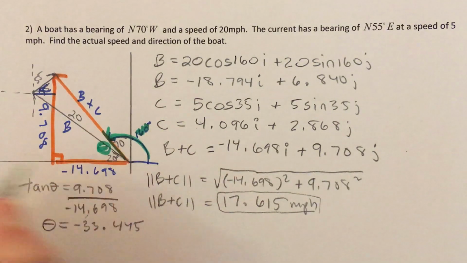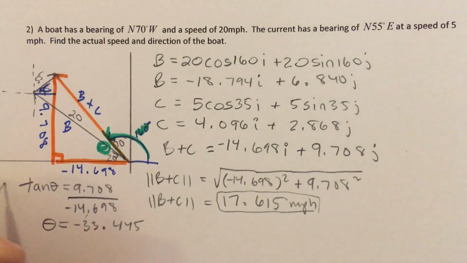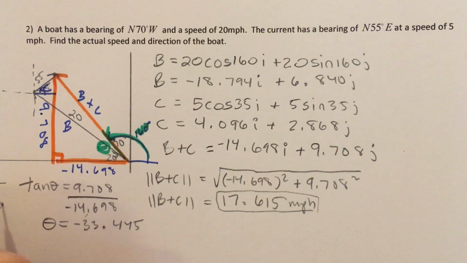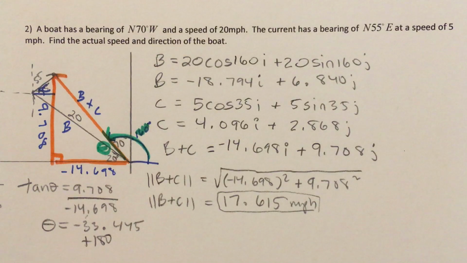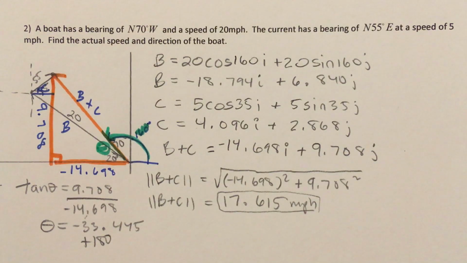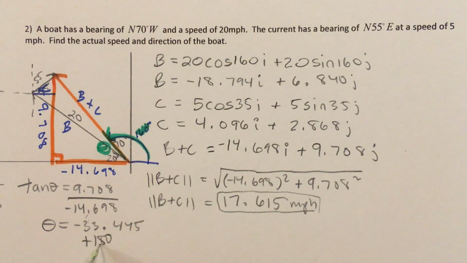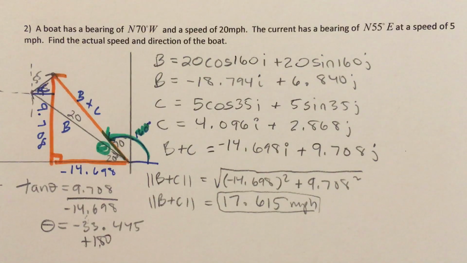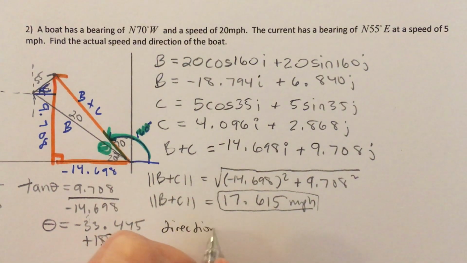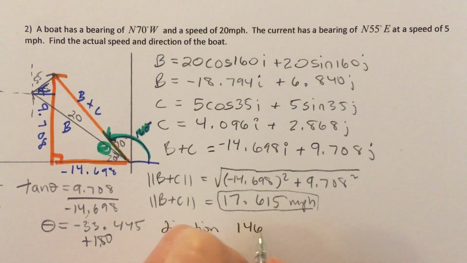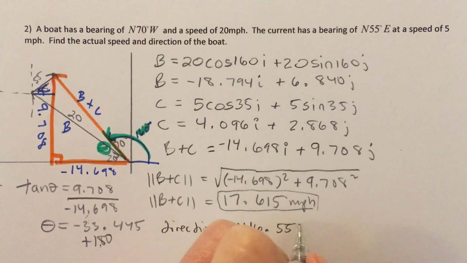So that would be, remember, for that whole unit we did, this one. So you just have to add 180 and you can get what you want. Just make sure the angle you get matches the quadrant. So this is quadrant 4. We know ours is in quadrant 2, so you simply have to add 180 to that. So the direction is 146.555.